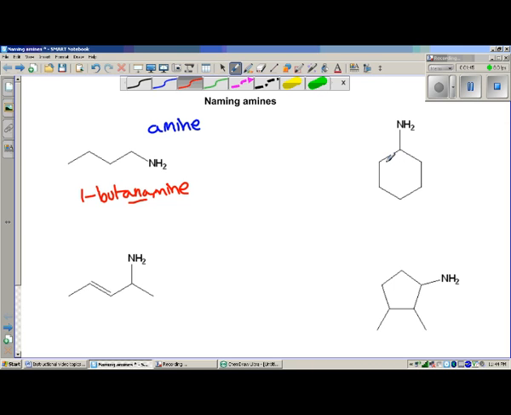It's just like if this were an alcohol. This would be cyclohexanol if it was an alcohol. But it's not an alcohol, it's an amine, so this becomes cyclohexanamine. This comes from cyclohexane. We lop off the E and stick amine on the end. There's no need for any numbers here because there's nothing else on the ring. Cyclohexanamine.